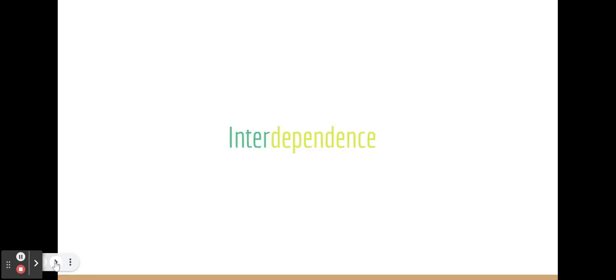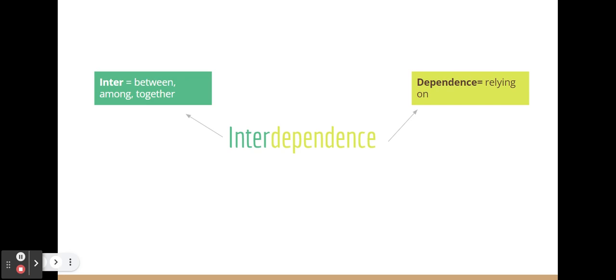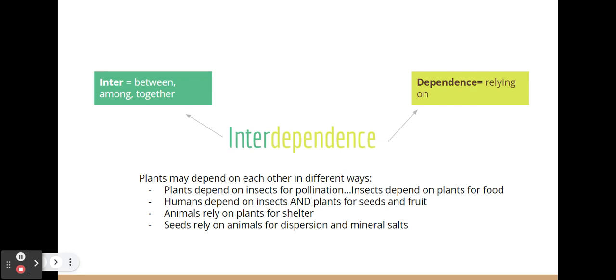Let's think about another concept, interdependence. If we break this down, the word inter means between, among, or together, and the word dependence means relying on. So we can describe plants and animals as interdependent, relying on each other for whatever it might be. Plants may depend on each other in different ways. Plants depend on insects for pollination. That's really important, but equally the insects depend on plants for food, for example, nectar.